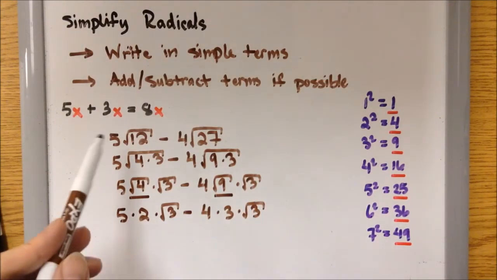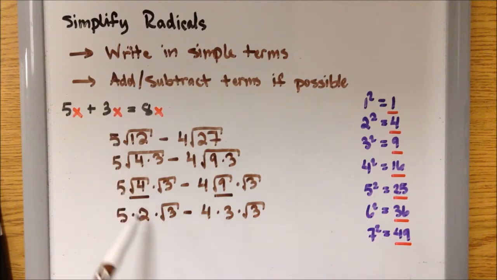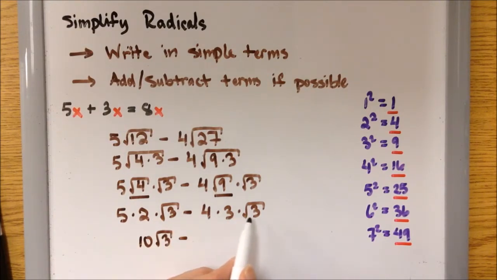After I finish applying square root, next I'm just going to multiply the numbers where it applies. So here, 5 times 2 times square root of 3 is going to be 10 square root of 3, minus, then over here, 4 times 3 times square root of 3 is 12 square root of 3.